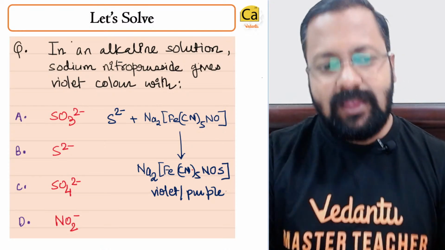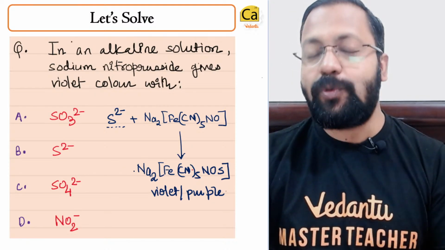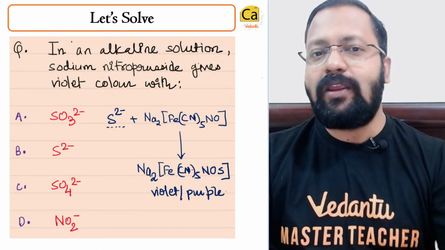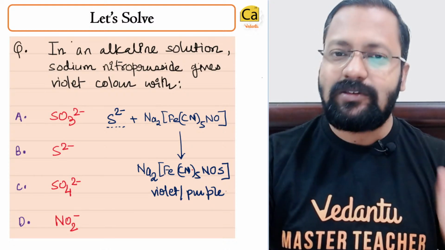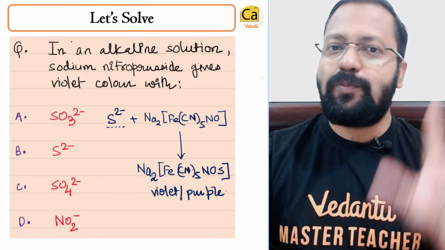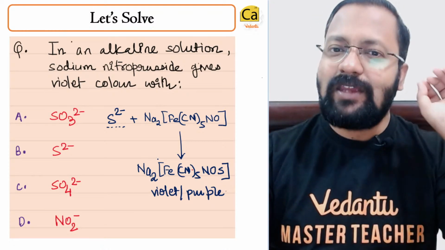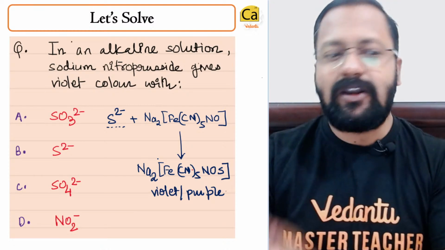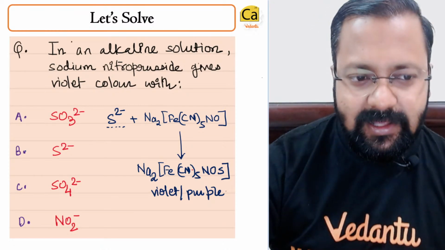This sulfide ion is detected using sodium nitroprusside. In fact, sodium nitroprusside is a very unique reagent and is used to detect sulfide and sulfide only among these. Whenever you hear sodium nitroprusside, it should click in your mind. It is always sulfide which is detected using sodium nitroprusside. Okay, the right answer should be B.